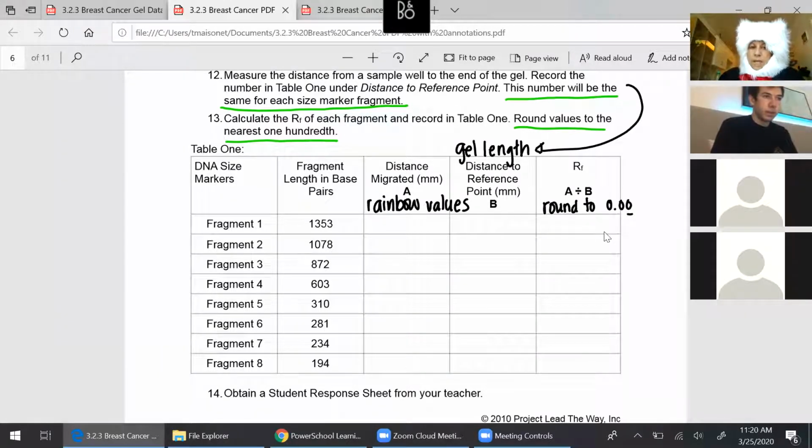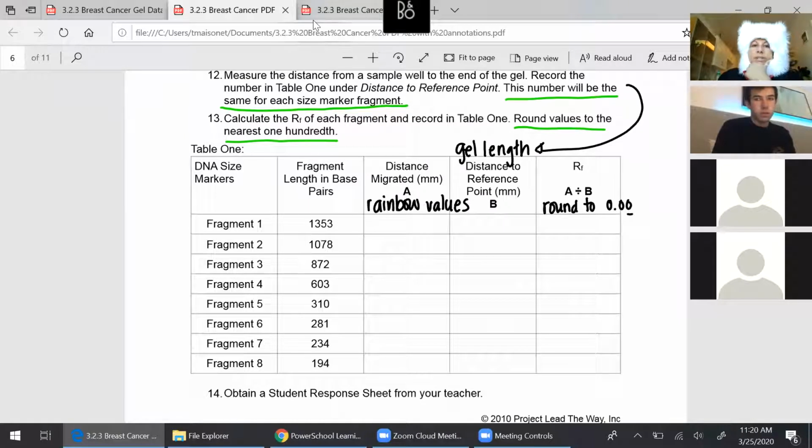Okay. Then once you do that, you'll do the calculation for your RF value. You're going to put that over here and round to the nearest hundredths place. So A divided by B for all of these, and put them in this column. Okay, that's part one, and you can just put that off to the side for a second.